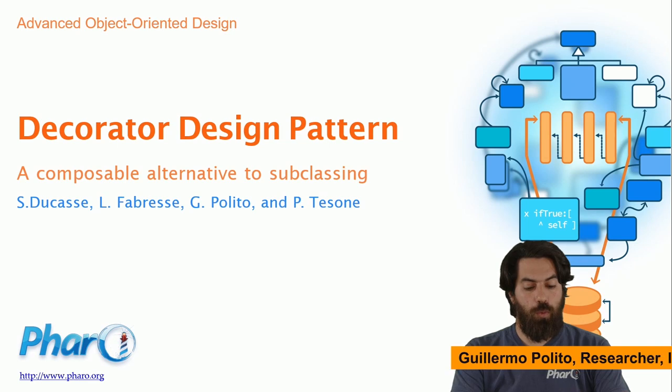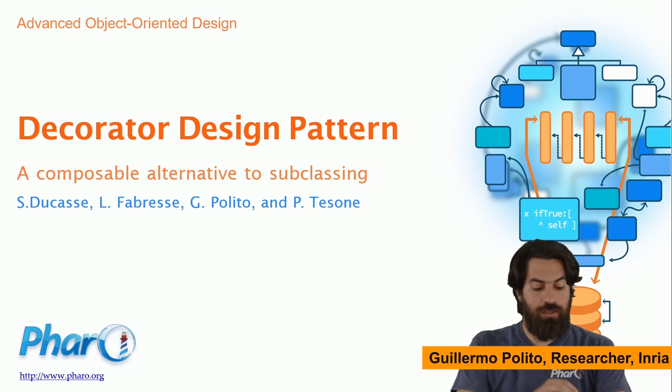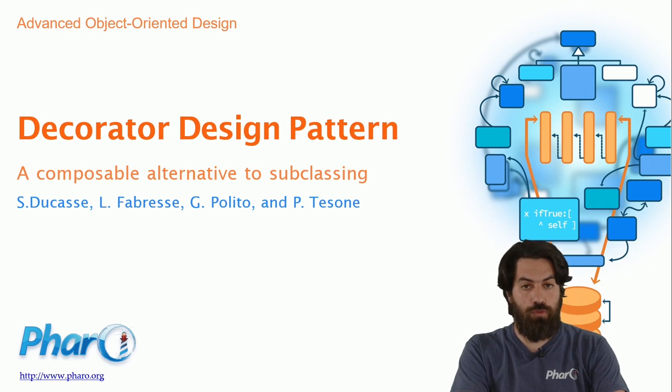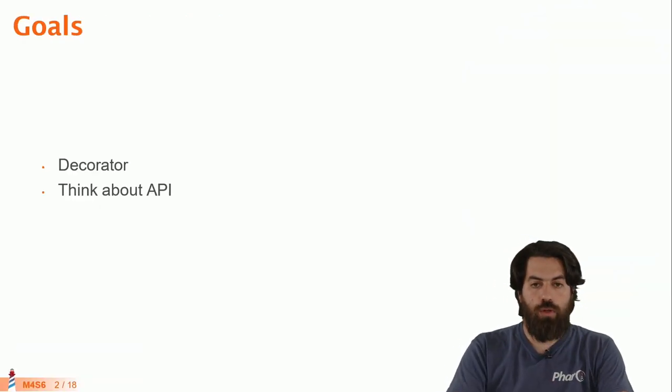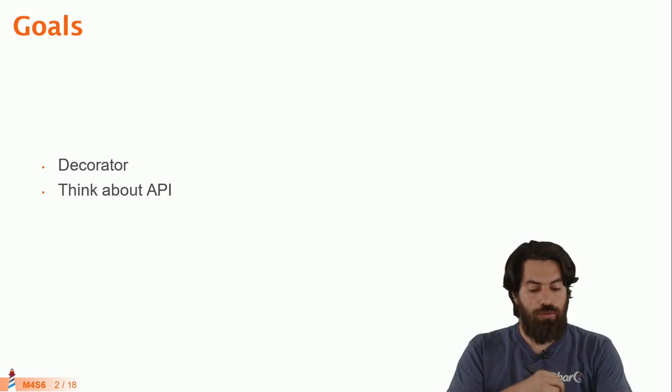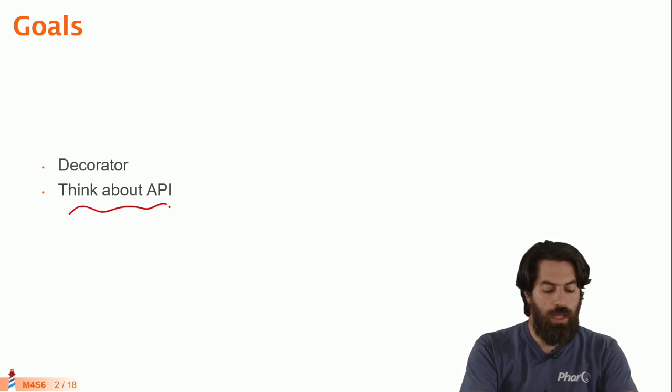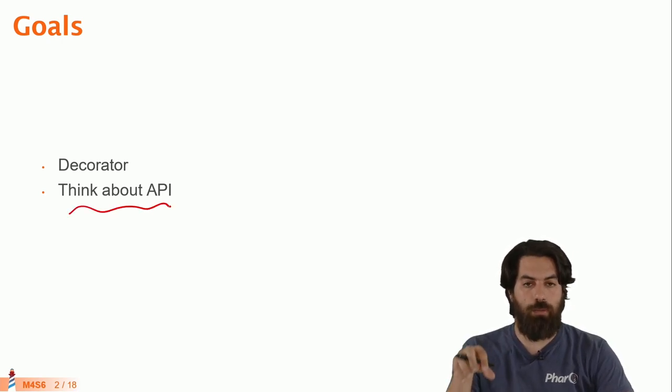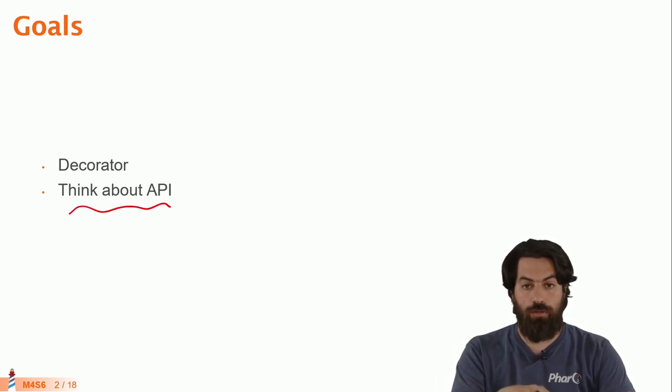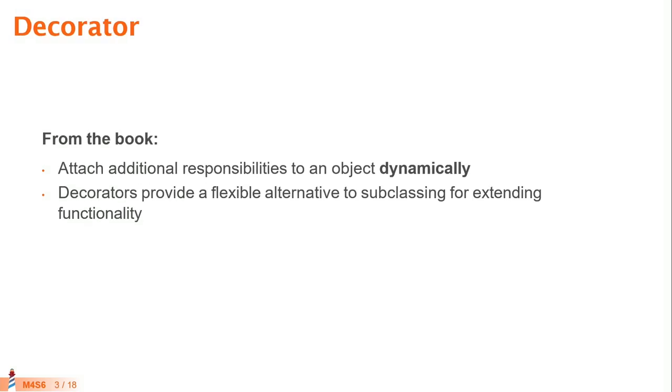Hi, in this lecture we are going to discuss the Decorator Design Pattern, which is a composable alternative to subclassing. So the goals of this lecture are to think about the Decorator pattern, to discuss the different inconveniences and the benefits of it, and to think about APIs in general and how APIs will have an impact on the different designs of the Decorator pattern.